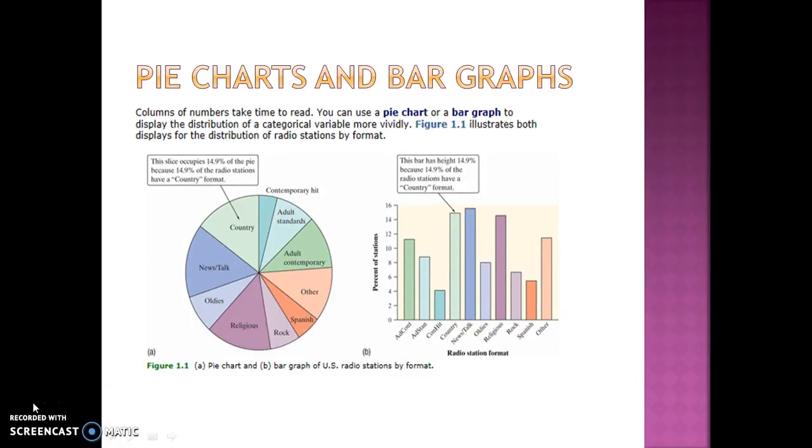So one thing in this chapter that we're going to have to know is pie charts and bar graphs. Columns of numbers take time to read. You can use a pie chart or a bar graph to display distribution of categorical variables more vividly. These two figures show the same data in different ways. What you have to know is that when you do a pie chart, your data has to add up to 100%, and then make sure that you always label your graphs and pie charts.